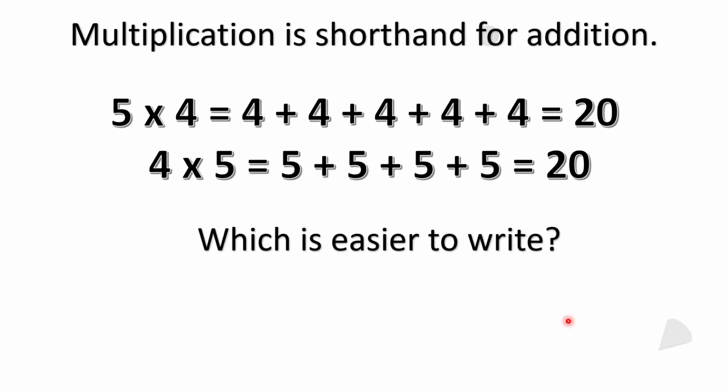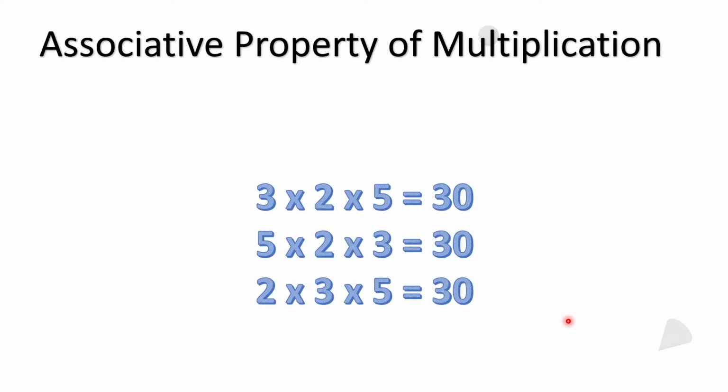So which way is it easier to write? It's easier to write 4 times 5 or 5 times 4 than it is to write a whole bunch of addition, right? So that's really what it is. Multiplication is just shorthand for addition. So that's actually why it's given precedence over addition or subtraction. And that is true even without parentheses. I'll get into that a little bit later.